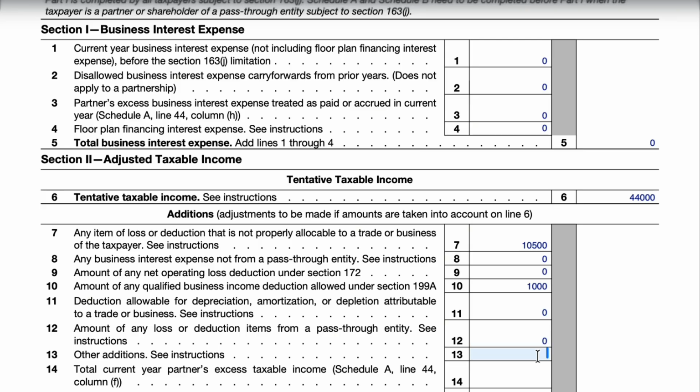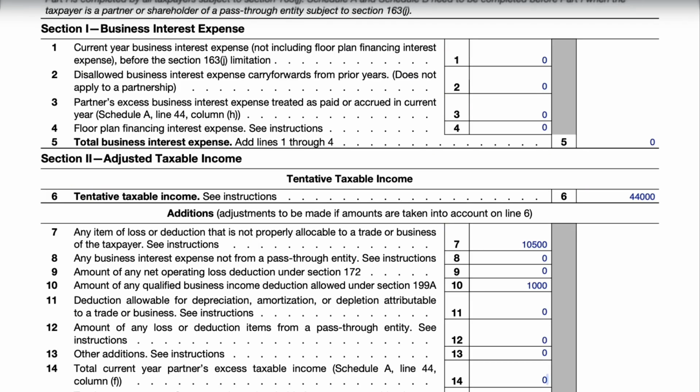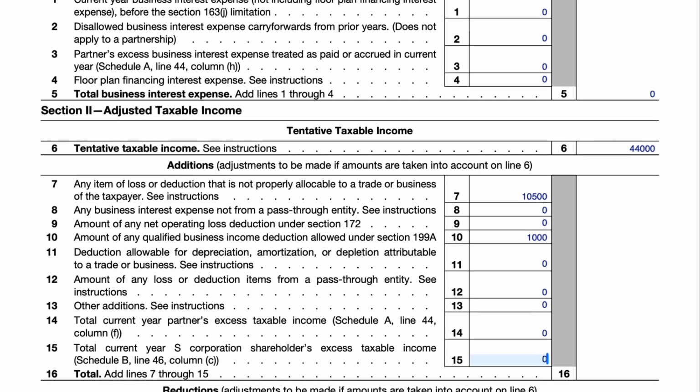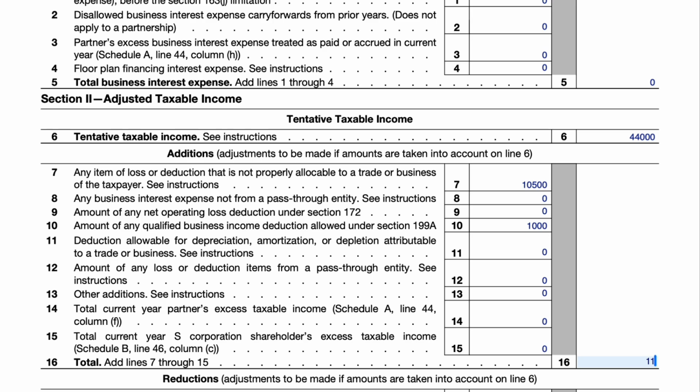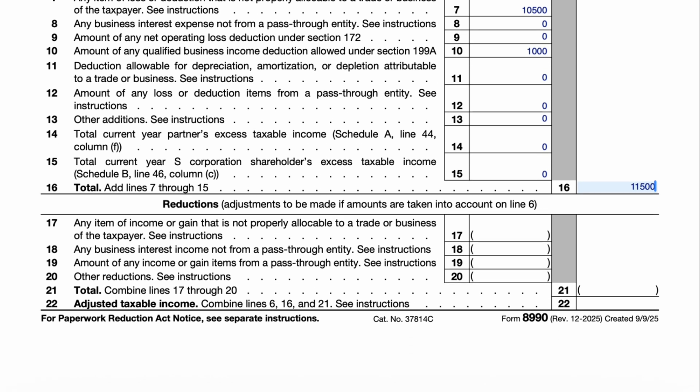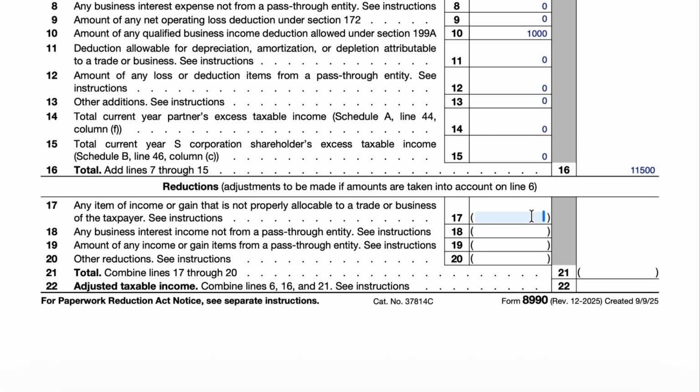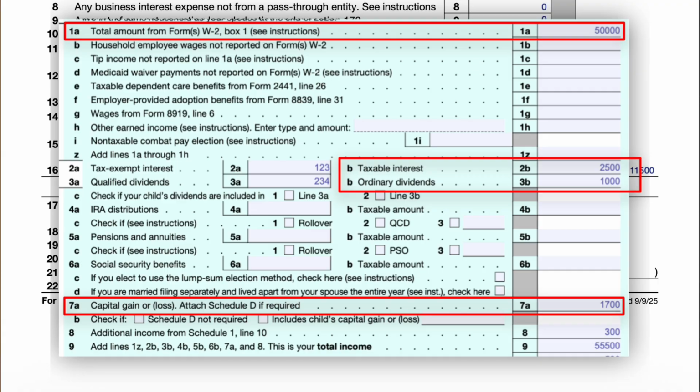We have nothing on line 14 from our Schedule A, column F. So adding this up, you get line 16. Now line 17. You have to add up your W2 wage from your 1040 line 1, your interest and dividend, and if you have a capital gain, not capital loss, you add it here.